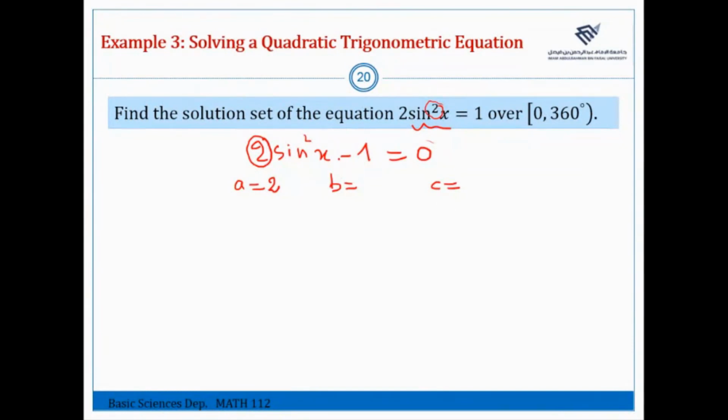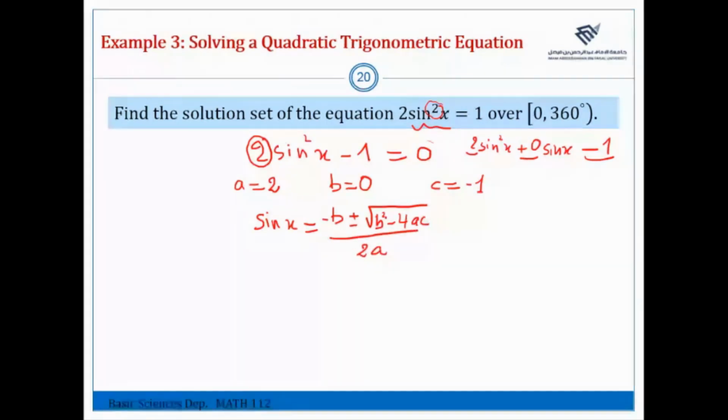There is no B because there is no sin x. Okay? And C is minus 1. Okay? Because this is 2 sin square x plus 0 sin x. There is no sin x term. This is c, this is b, this is a. Okay? So sin x equals, apply the formula: minus b plus or minus square root of b square minus 4ac over 2a. Who remembers this formula? The general formula. You all remember it. Bravo.